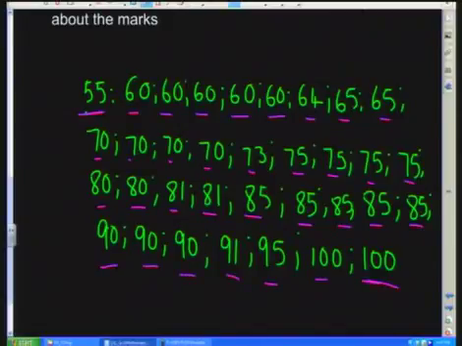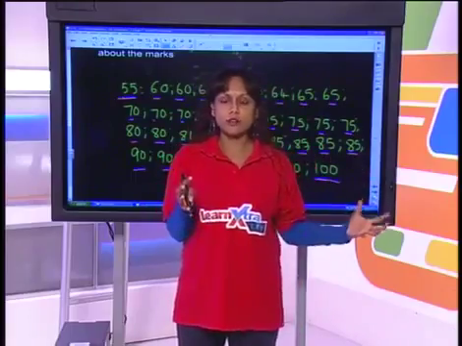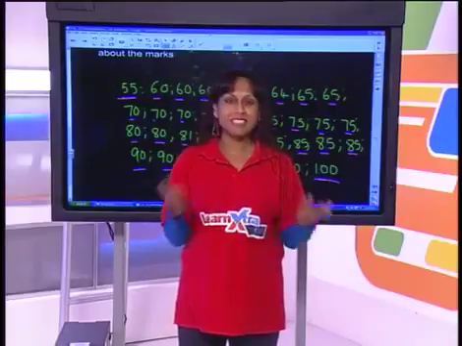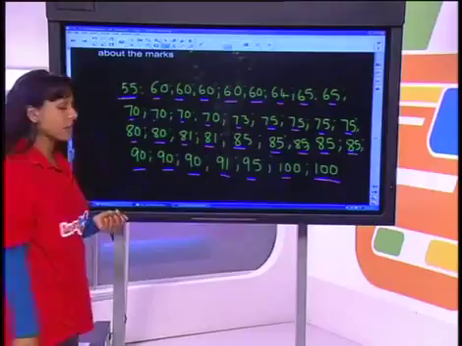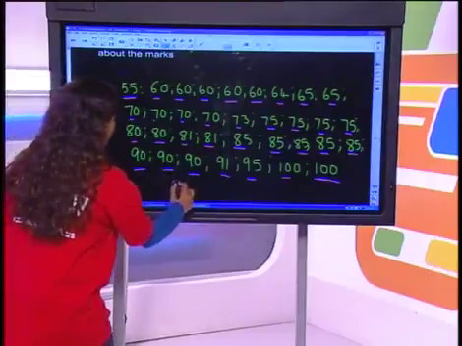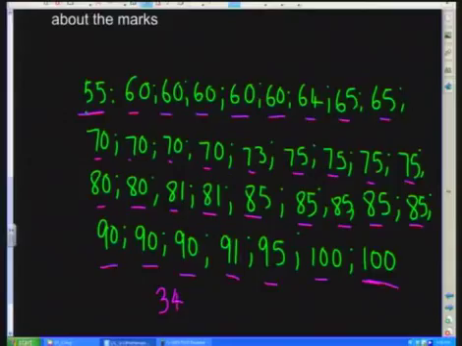Guys, I wanted to show you an example like this to show you that they're not always going to tell you, look, there's 34 learners in the class. How are you going to work it out? Easy. You just count how many numbers or how many marks you've got and how much they've given you. So therefore here we're dealing with 34 learners.